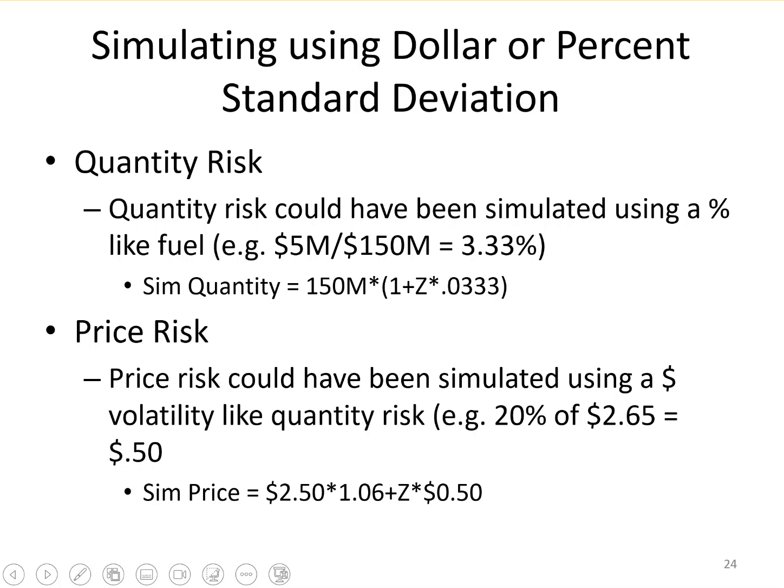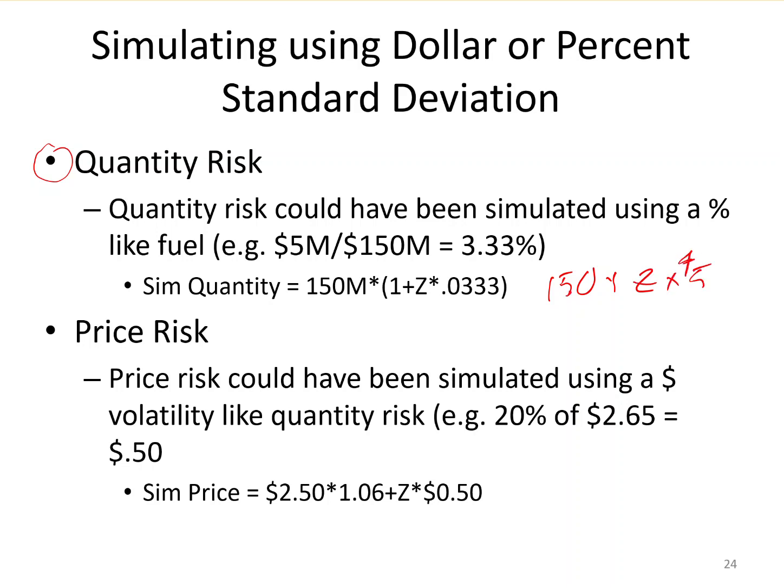All right, a little note, however. Let me just talk about when I do simulations using a standard deviation, I could do the standard deviation on dollars or percents. So when I simulated the quantity risk, I defined the standard deviation of the quantity as $5 million. So we just did the simulation that it's 150 million plus a random z times $5 million.